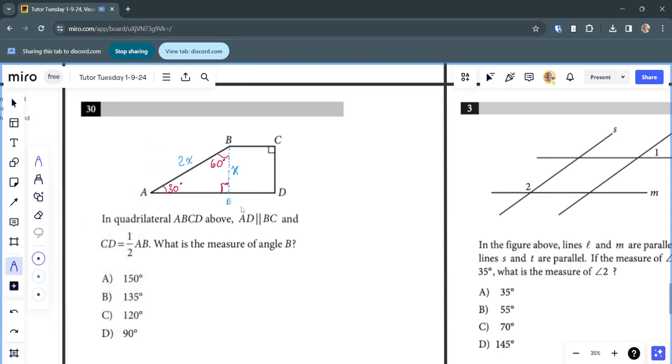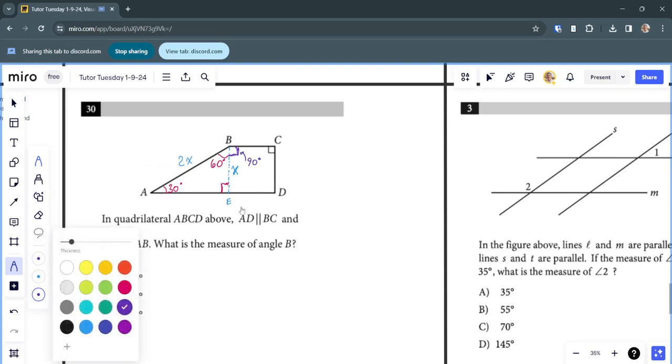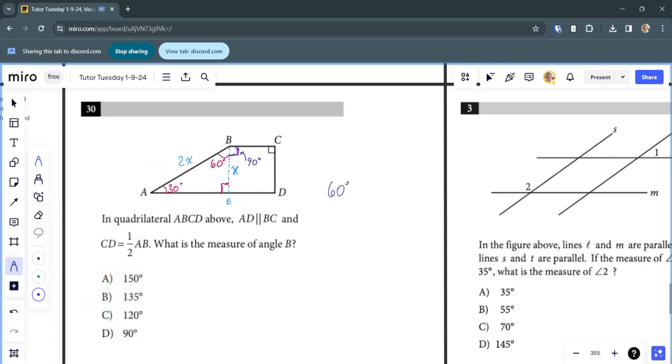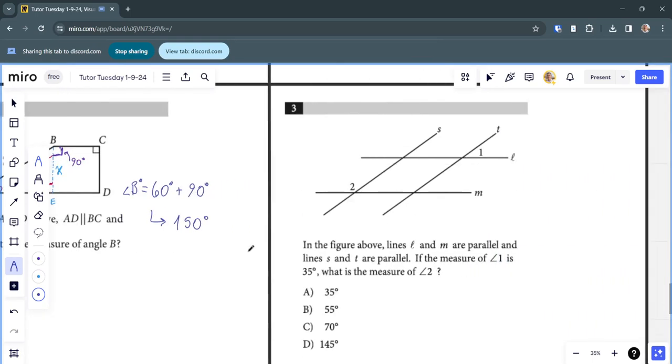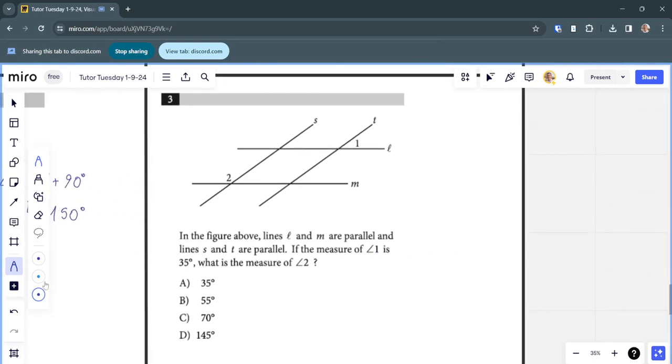And the last piece of information is just this corner angle, angle EBC. And that one is 90 degrees. So when you add up all of these numbers together, to get the entire angle B as 60 degrees plus 90 degrees, which is 150 degrees. To me, angle B looks like a very wide angle, almost 180 degrees. So yeah, 150 makes sense as this answer. Moving on to the next one.